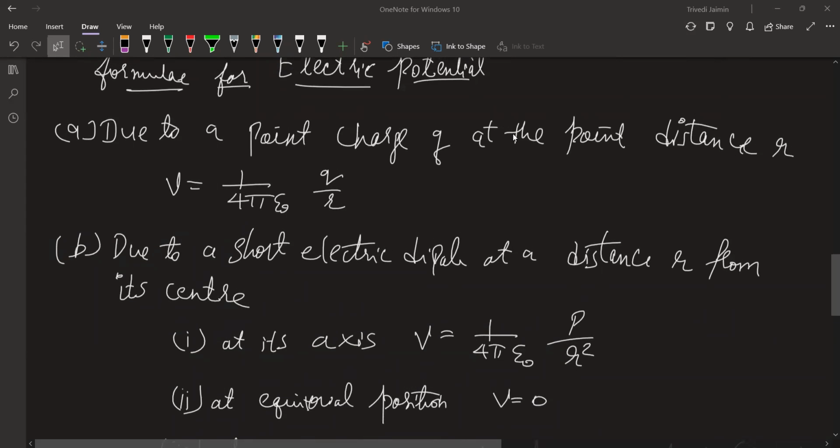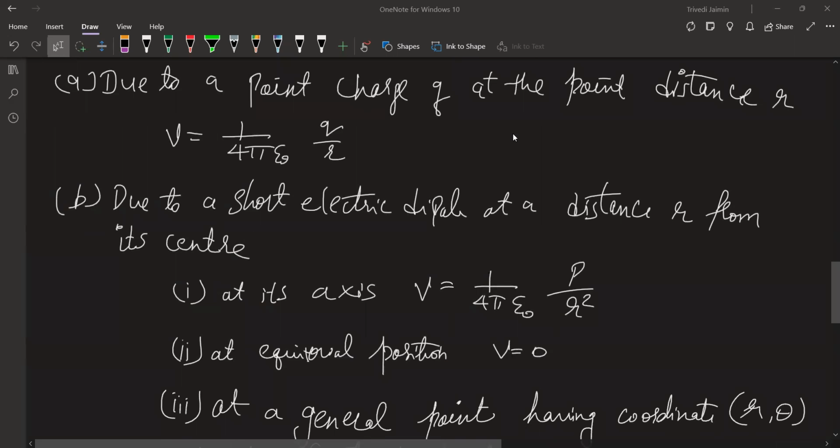First one, due to point charge Q at a distance R, which is the standard formula 1 by 4 pi epsilon naught Q by R. Next one, due to a short electric dipole at a distance R from its center. So at its axis, P by R square. P is dipole moment. Dipole moment, P equals Q times L.